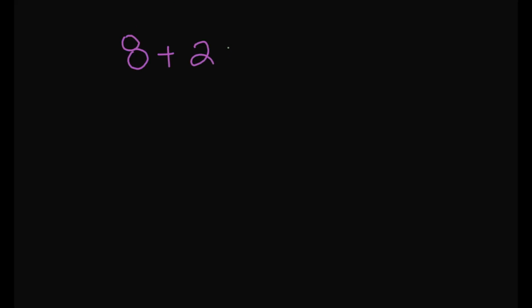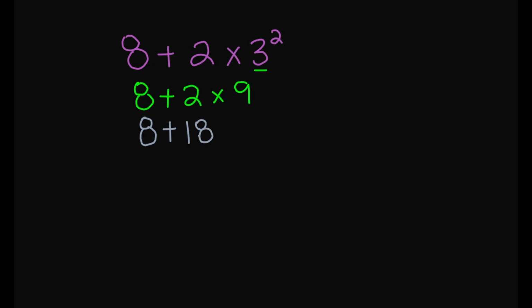8 plus 2 times 3 squared. First thing we're going to do is solve our exponent first. So we have 8 plus 2 times 3 squared. This is going to be 9. And now we have addition and multiplication left. Remember that you do need to multiply before you add. So we have 8 plus 2 times 9. This is going to be 18. And your final answer, 8 plus 18, equals 26. So your final answer here is 26.